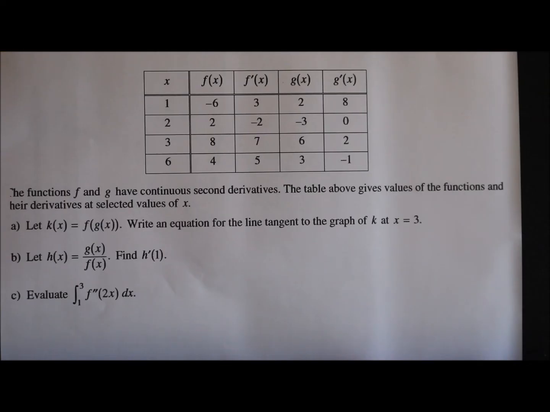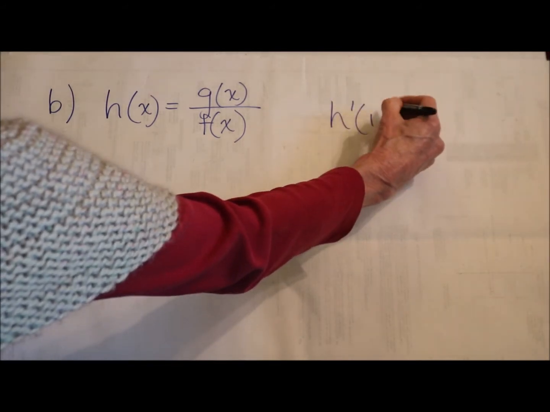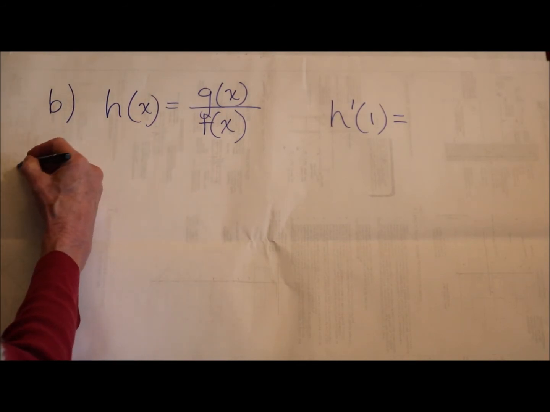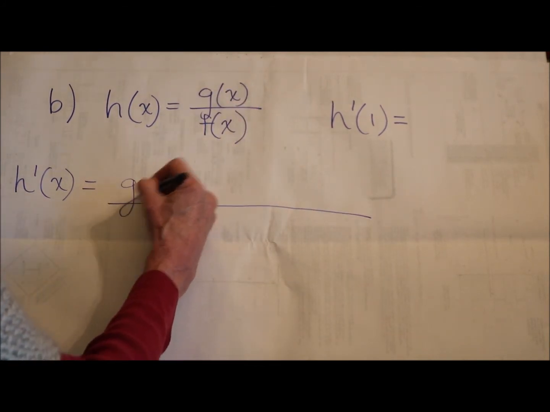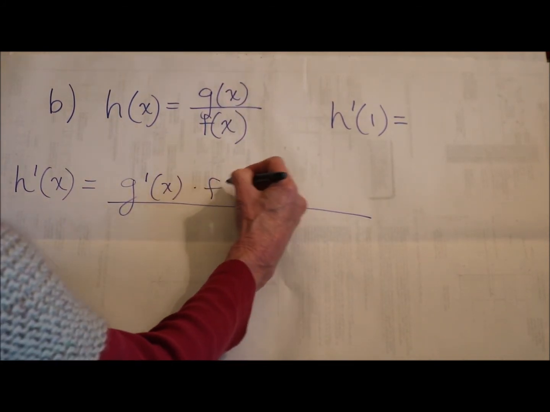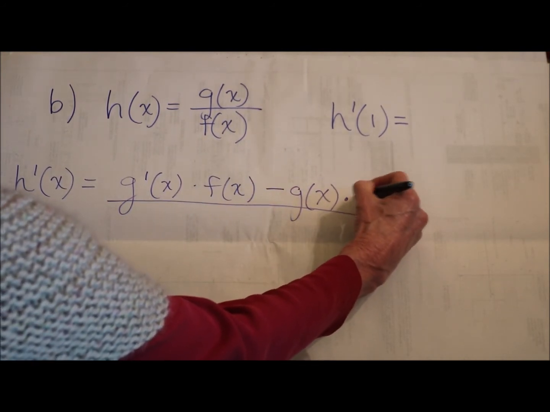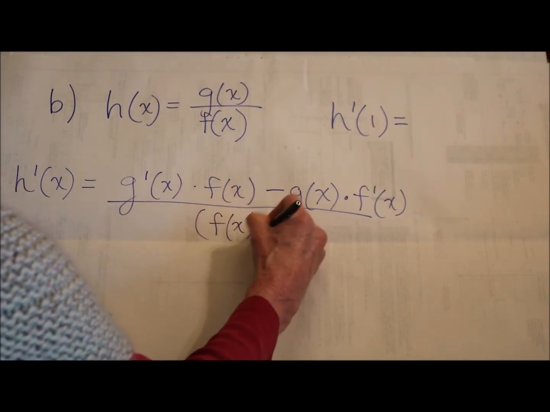B, let h of x equal g of x divided by f of x. A quotient. Find h prime of 1. For B, we're looking for h prime of 1. I've got a quotient, so I have to take the derivative. Quotient rule. Again, just these classic rules. The derivative of the top times the bottom as it is, minus the top as it is, times the derivative of the bottom, all over the bottom, quantity squared.